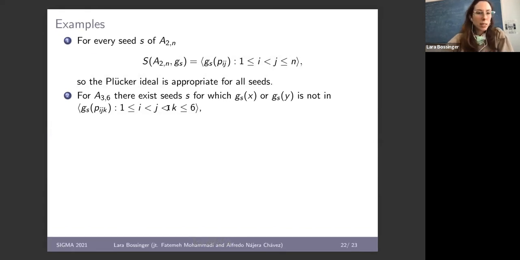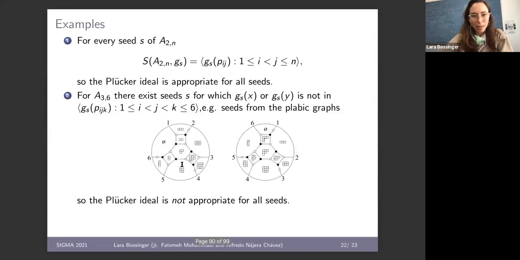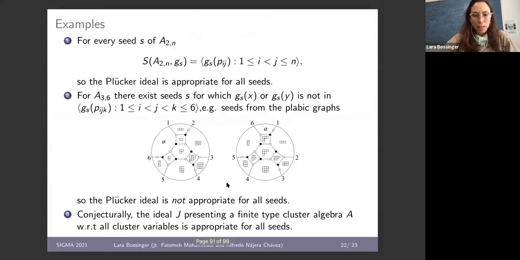For the Grassmannian 3.6, I can already find some seeds that are combinatorially parameterized by these Plavic graphs. I just want to put them in case someone is familiar. So there are already some pathological examples that I can find for the Grassmannian 3.6, where the Plucker ideal is not appropriate, and that's also part of the reason why we considered this bigger ideal for the result before.